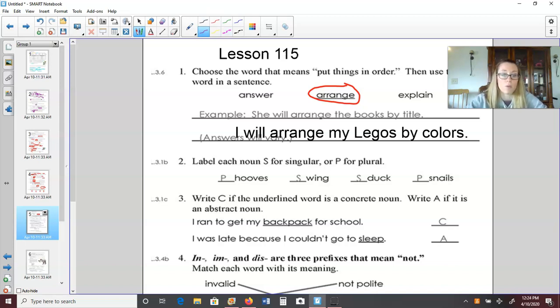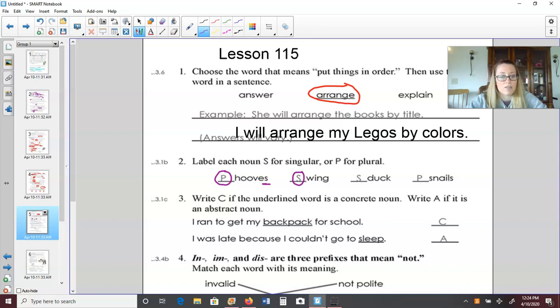Number two, label each noun S for singular or P for plural. So singular means only one of something, and plural means there's more than one. So hooves, if you're talking about the hooves of a cow, that's plural, more than one. And typically we know it's plural because it ends with the S. Wing, if a bird hurt its wing, wing would be singular, meaning only one.